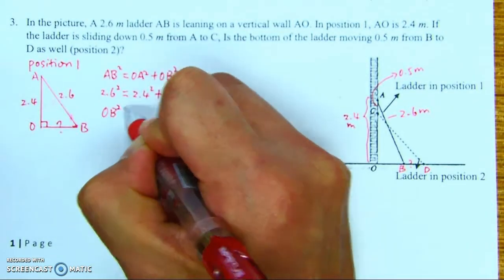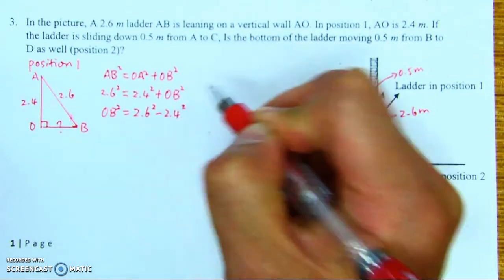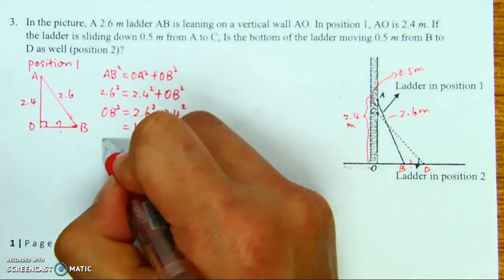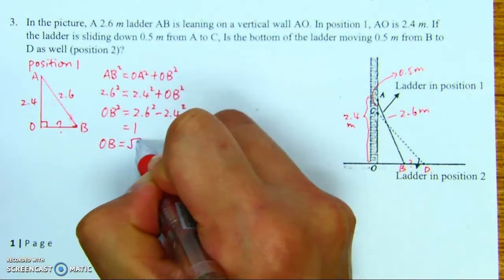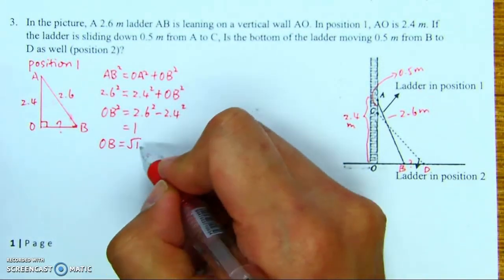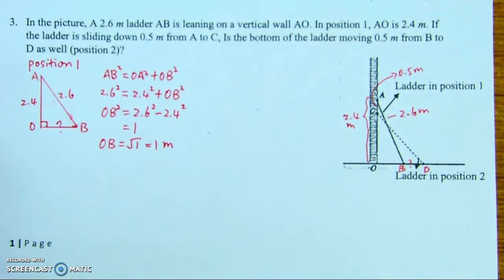So OB squared equals 2.6 squared, take away 2.4 squared. Use your calculator, and that equals 1. Which means OB equals square root 1, so we don't have to think about the negative situation because that is the length, and then equals 1 meter. Alright, so OB is 1.